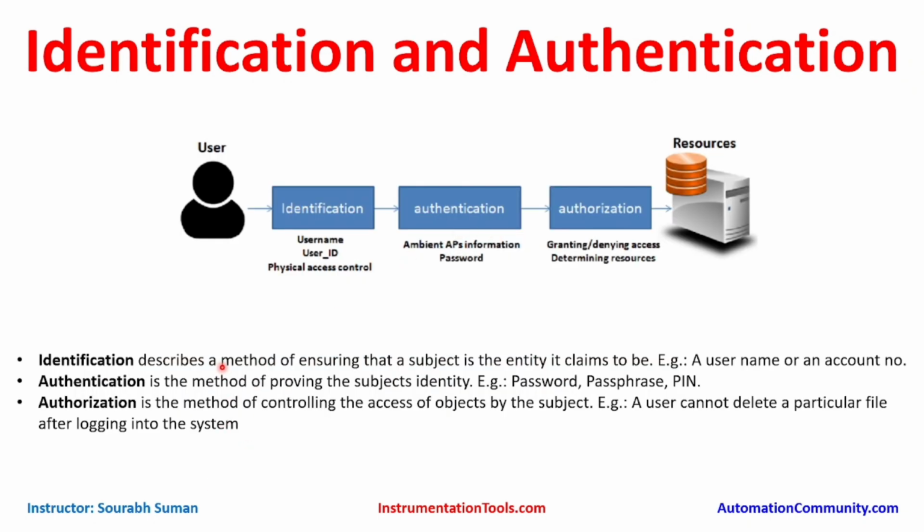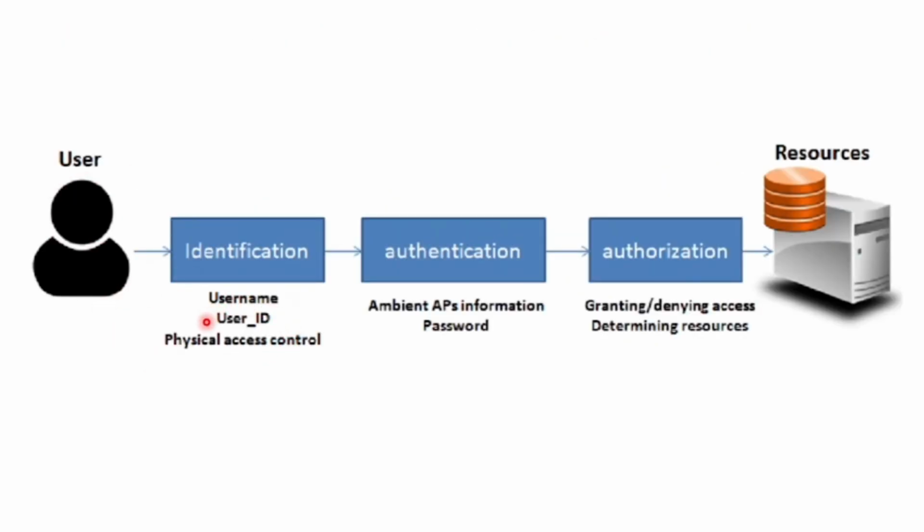So let's clear our concepts about the differences between identification, authentication, and authorization, because these are three different things. Let us suppose there is a user. He has some user ID or username or physical access control, so that is his identification. Even for physical control, if he has some card, that is his identification.